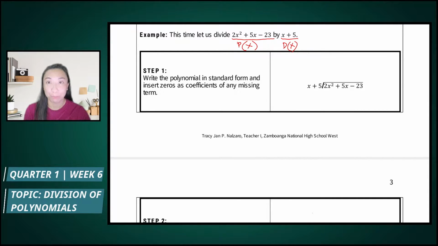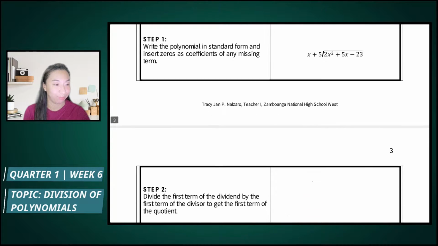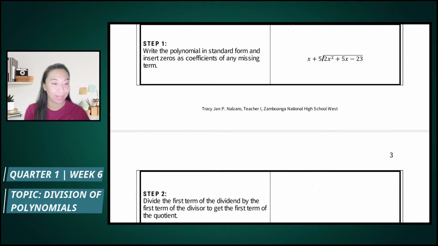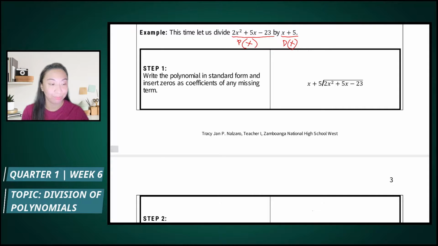For the process, let us have step 1. Write the polynomial in standard form and insert zeros as coefficient of any missing term. When we say standard form, we have to arrange the terms in the expression from the highest degree to the lowest degree. Since the highest degree here is 2, it will be followed by 1 and then the constant.